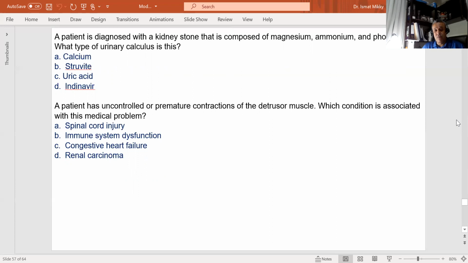The next question, the answer is A, spinal cord injury. This patient's condition is neurogenic detrusor overactivity. The spinal cord injury contributes to uncontrolled or premature contractions of the detrusor muscle associated with a neurological disorder. Also, if you recall from the nervous system, there is a disease called Guillain-Barré syndrome, GBS. That could also cause this, Guillain-Barré syndrome.